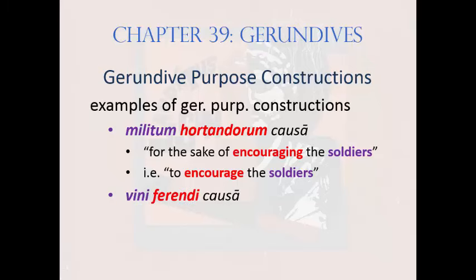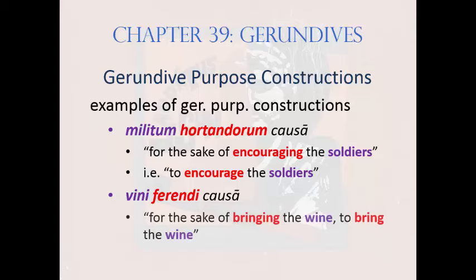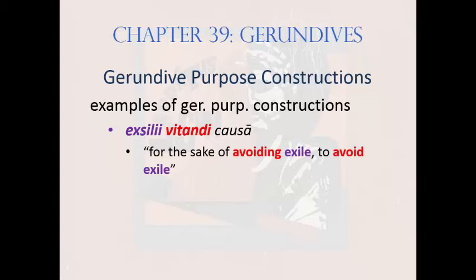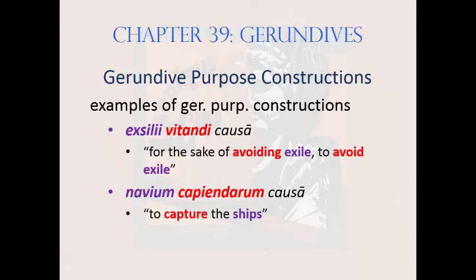How about veni ferendi causa? Yeah, for the sake of bringing the wine. In other words, to bring the wine. And exilii vitandi causa, for the sake of avoiding exile, to avoid exile. Navium capiendarum causa, to capture the ships. And finally, solis videndi causa, to see the sun. And I think you see the light, even if it doesn't make completely perfect sense. This is all you need to know. In Latin, a noun to be verbed equals English verbing a noun. And now it's time for us to be moved along. That is, to move us along.